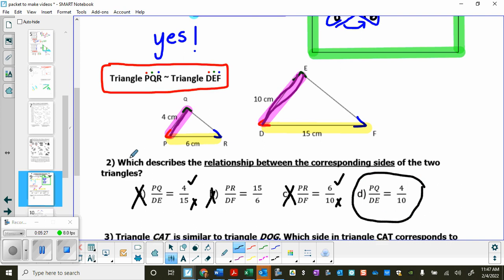Let's reread the question. It said, which describes the relationship between corresponding sides? So this is the right one that showed this matched up with this, the 4 and the 10.